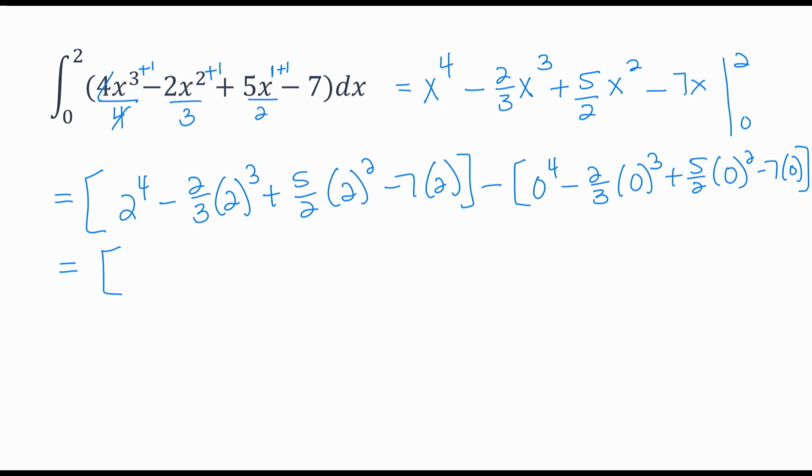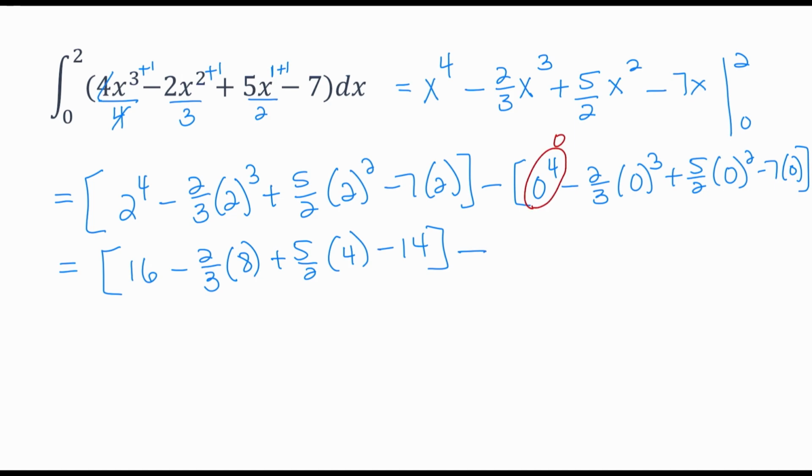So here on the left-hand side, 2 to the fourth power means 2 times 2, which is 4, times 2 is 8, times 2, 16. So this is 16 minus 2/3 times 2 to the third power, which is 8, plus 5/2 times 2 squared, which is 4, minus 14. And sure enough, 0 to the fourth power is 0. 0 to the third power times negative 2/3 is 0. 0 squared times 5/2 is 0. And negative 7 times 0 is 0. So this whole part right here is just 0. That's going to make my life a little bit easier. So now I only have to worry about this left-hand side.